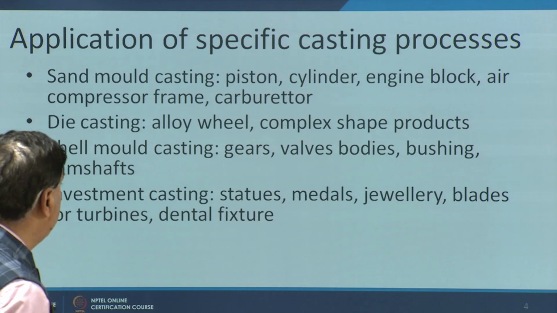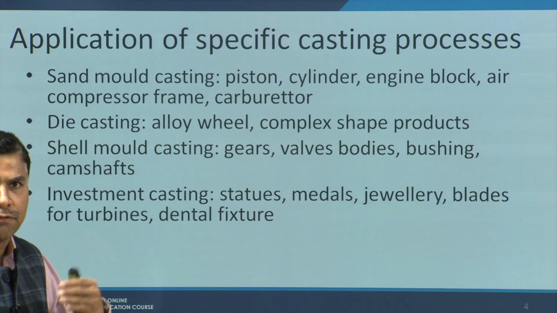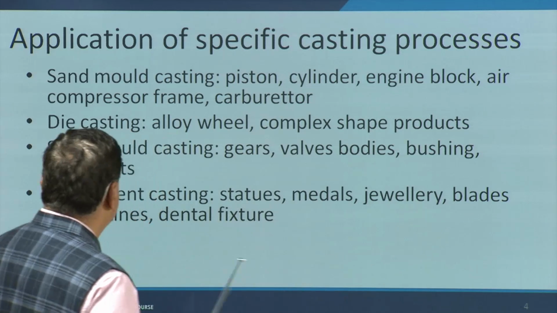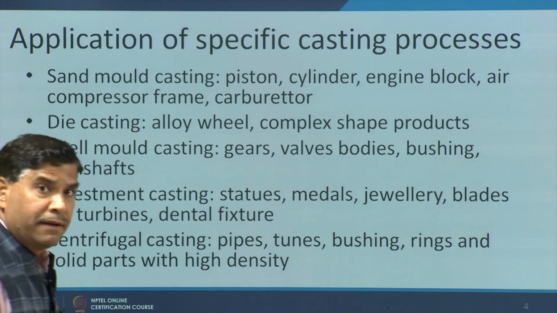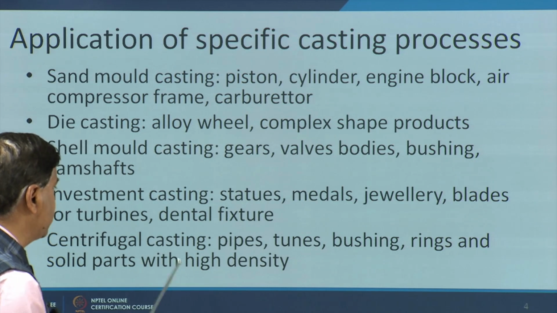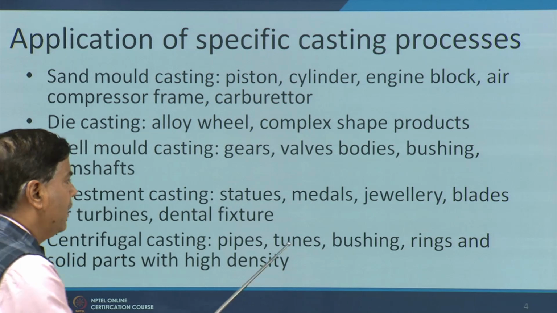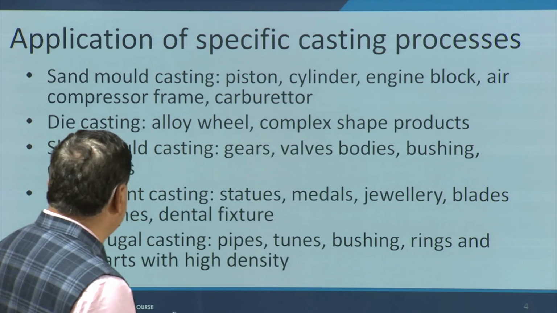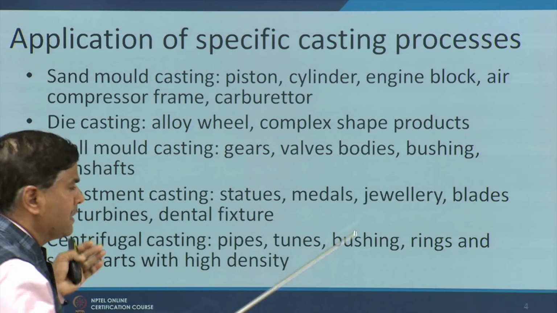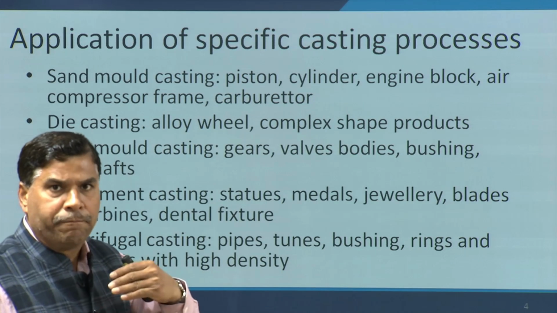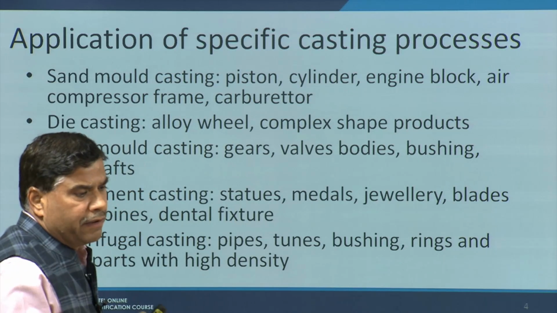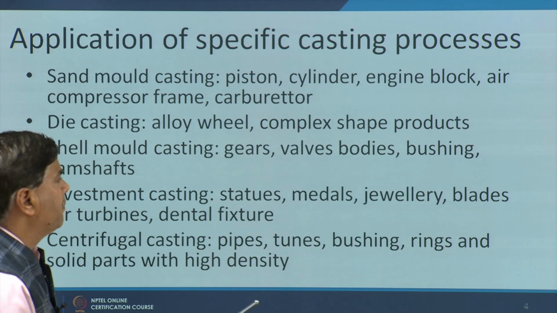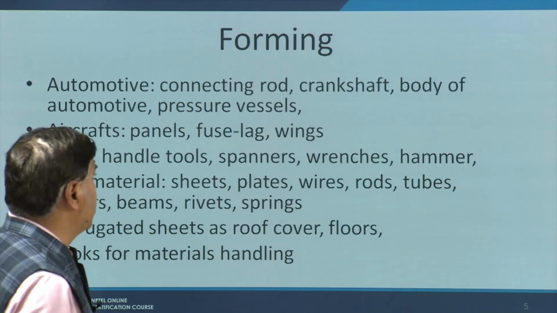bushings and camshafts, and investment casting is used for making further complex shapes and geometries like statues, medals, jewelry, blades for turbines and dental fixtures. And the centrifugal casting method is used for making pipes, tubes, bushings, rings and also solid parts of high density. These are made using centrifugal casting. Since each process has a different kind of capability and different production limitations, or you can say the cost at which the product can be made by a particular process is different, these are some of the products which can be made by the specific category of processes.